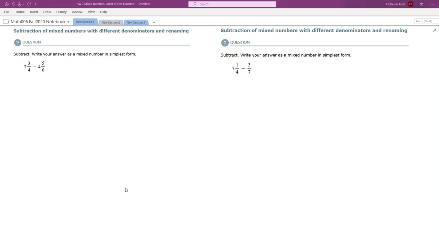Subtraction of mixed numbers with different denominators and renaming. So remember, renaming is another way, or at least it's another way that I say regrouping. I think that makes more sense. And so maybe, for example, to remind you, let's say we had something like 35 minus 29.